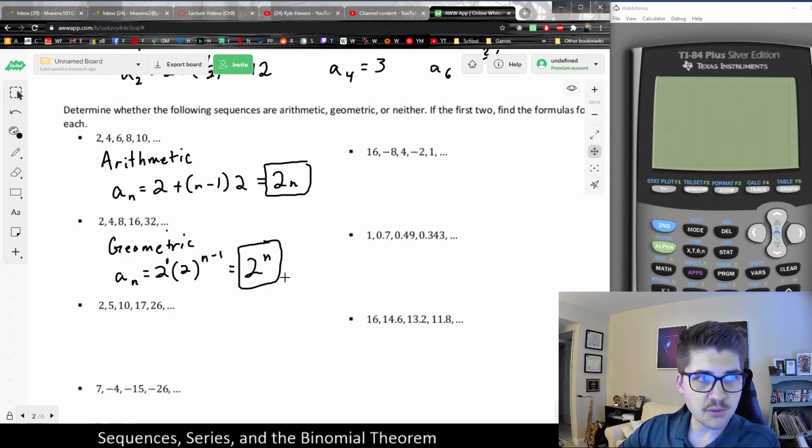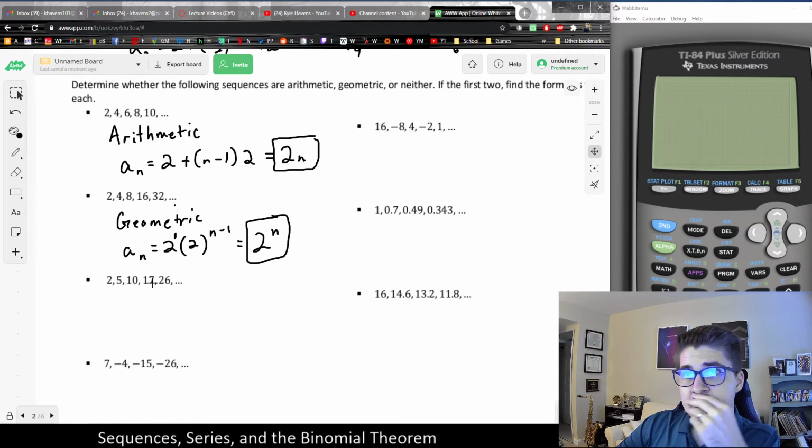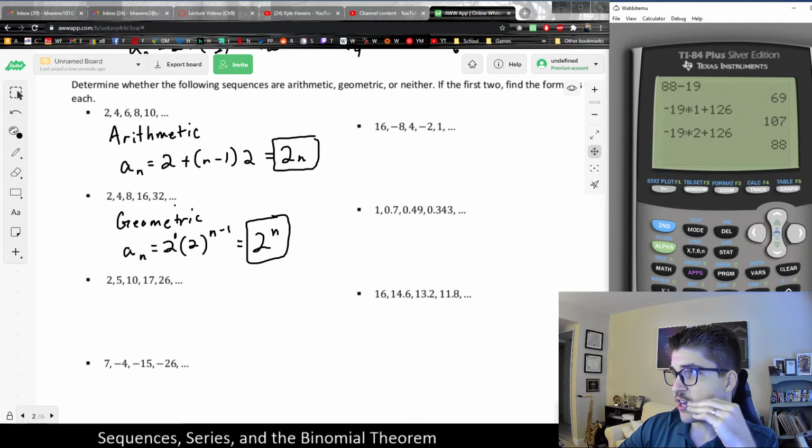Key difference between them. Now looking at the third sequence in this example, I could look between the terms, 2 to 5 to 10: it's growing by 3, then 5, then 7. It's clearly not being added by the same thing, but is there a common multiplier? If you're not sure if it's geometric or not, you could actually check between the terms.